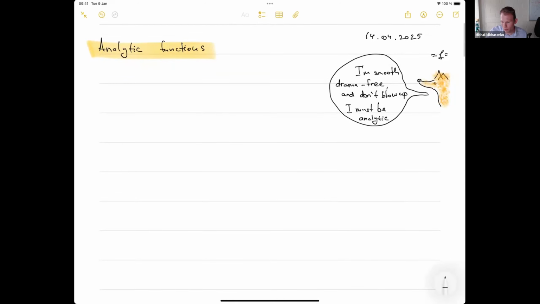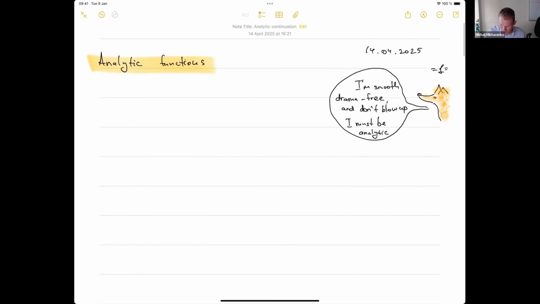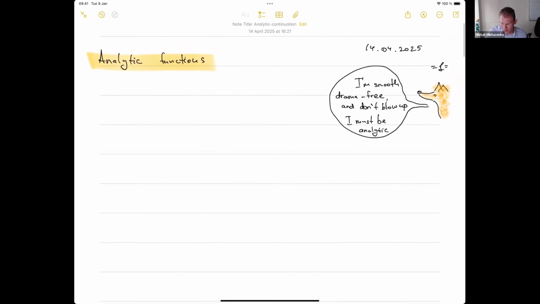I will be helped by a little fox on the side of the screen, and start with analytic functions first. It tells me that, hey, I'm smooth, drama-free, and don't blow up. I must be analytic. Yes, you are. In fact, this captures the essence of the analytic functions that we will go into. But let's start with the complex variables.